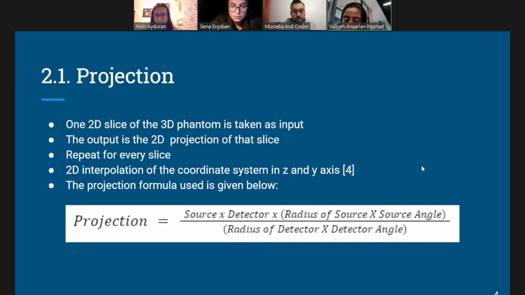In the projection part, the 3D phantom is taken as an input, and one of its 2D slices is especially taken as an input, and the output is the 2D projection of the slice. This is repeated for every slice of this 3D phantom. Also the 2D interpolation of the coordinate system in the Z and Y axes is taken for every one of these 2D slices so that the result is correct. The projection formula used is given below, where the projection equals the source times the detector times the radius of source and times the source angle, all divided by the radius of detector times the detector angle.